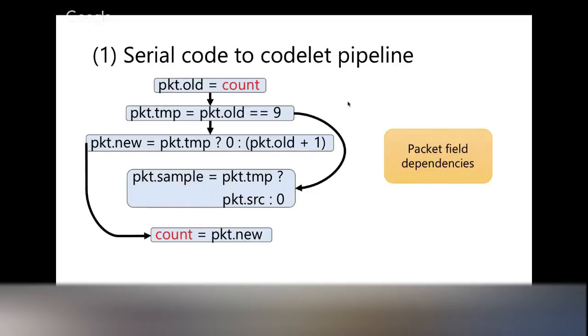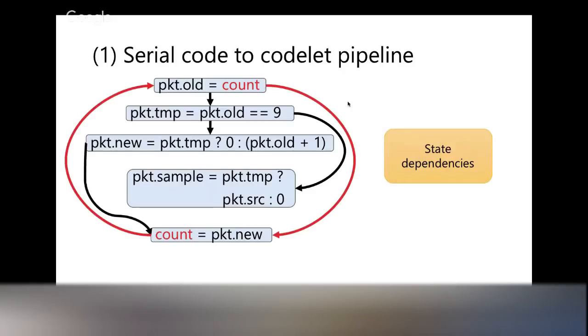We add dependencies between these nodes to reflect dependencies within a packet. So for instance, while processing the current packet, packet.old is written in the first node and then read in the second node. So there's a forward arrow in that direction. But the more interesting thing is dependencies across packets. And this is captured through state maintained on the switch, for instance, count.